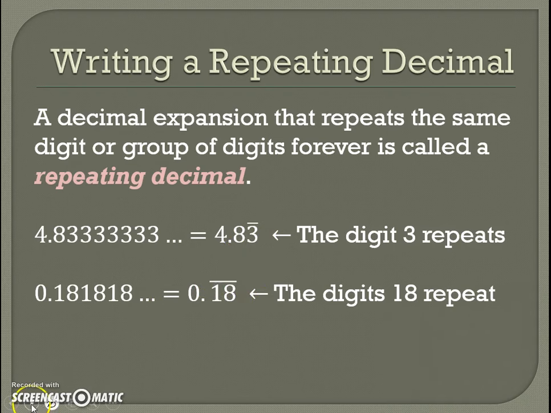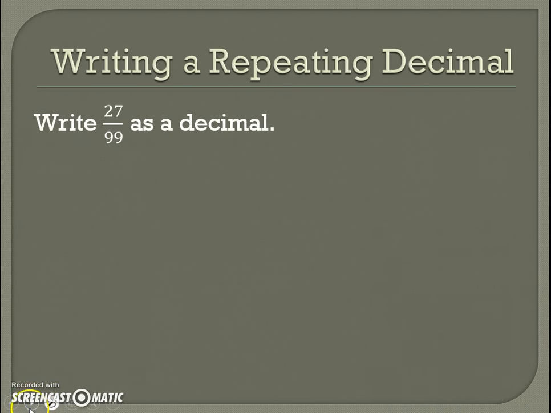So just like before, if you wanted to write a fraction, or a rational number, as a decimal, what happens when it starts repeating? If you have a calculator, you do this and you see the digits repeating. It's not very difficult. But what if you didn't have the calculator? Well, you set it up just like we did before. So I have a long division problem. So I have 27 divided by 99.